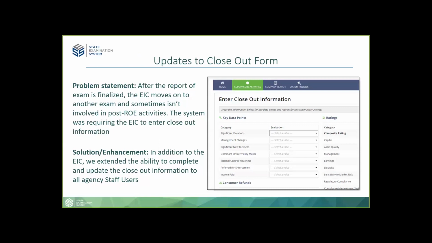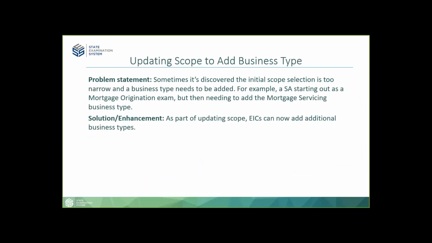So the change here is to open this form, the closeout form, up to agency staff users. And those users do not have to be a participant on the exam. So any staff user who takes over after the EIC completes the report now has the ability to enter the closeout information. So this was a fairly simple change, just expanding this feature into another user category, and I think it's pretty straightforward.